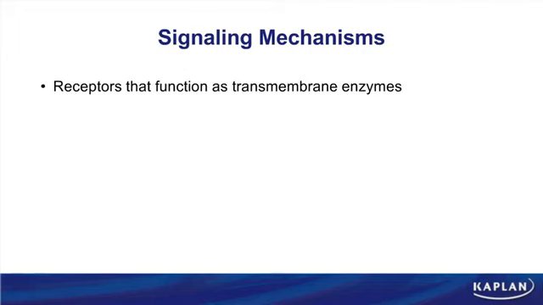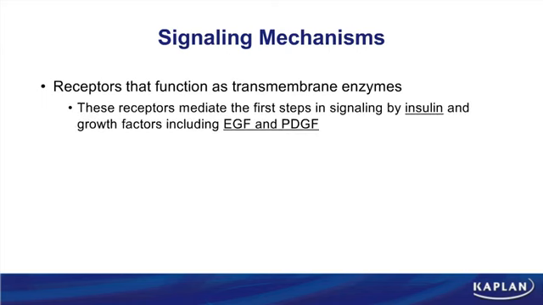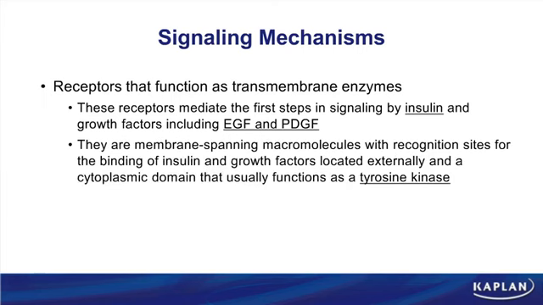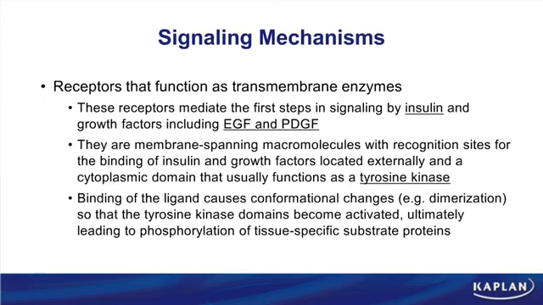We have receptors that function as transmembrane enzymes. Importantly, this is how insulin signals and a couple of growth factors, epidermal growth factor and platelet-derived growth factor. These pathways for insulin and these two growth factors involve tyrosine kinase activity. That's important. Ultimately, the binding of the ligand causes a conformational change that causes these receptors to dimerize. The tyrosine kinase domains become activated, and then we're going to phosphorylate tissue-specific substrate proteins.